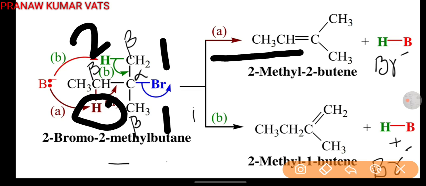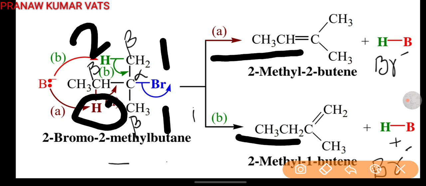But if elimination takes place from carbon number 1, meaning beta hydrogen 1, in that case this product will form and our product will be 2-methyl-1-butene. Now the question is asked, which one is the major product?